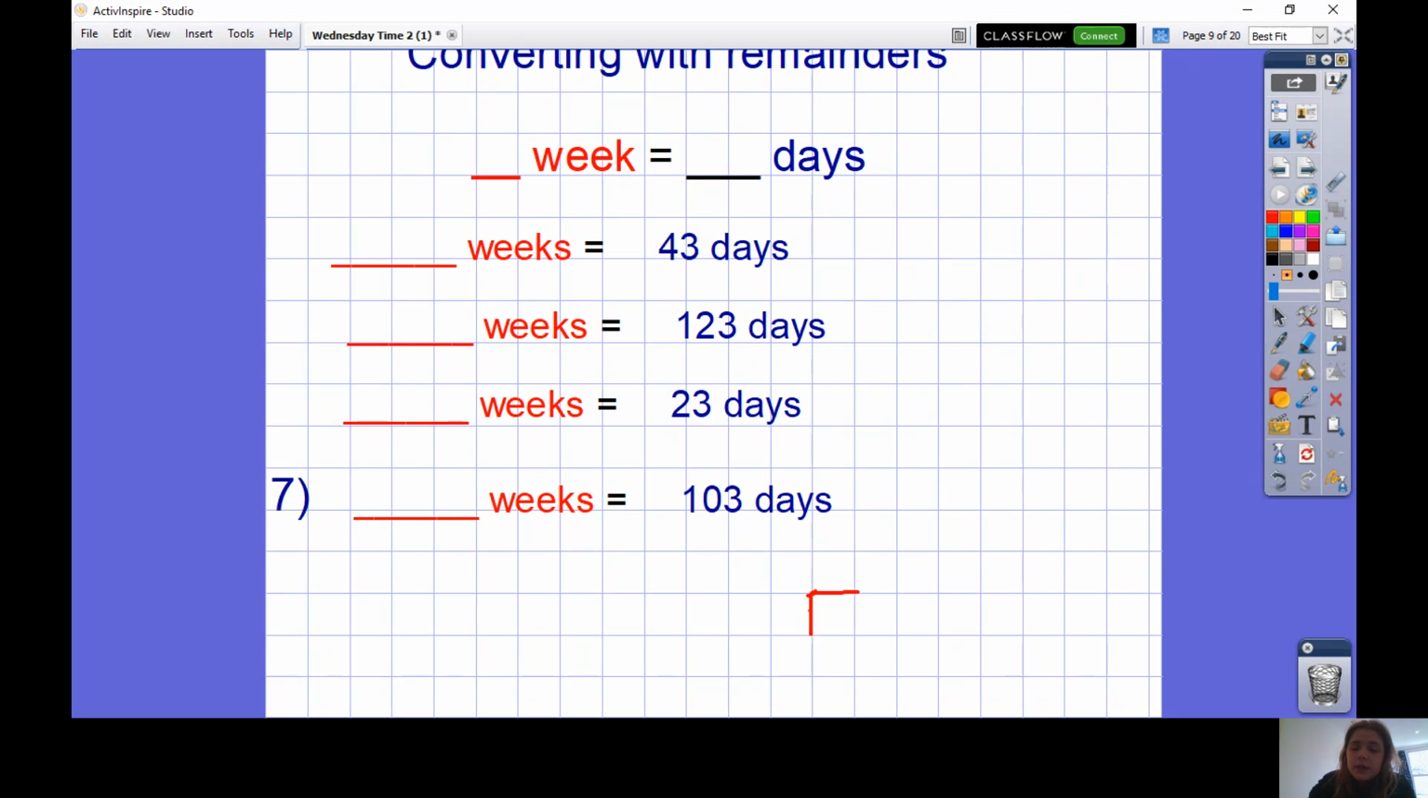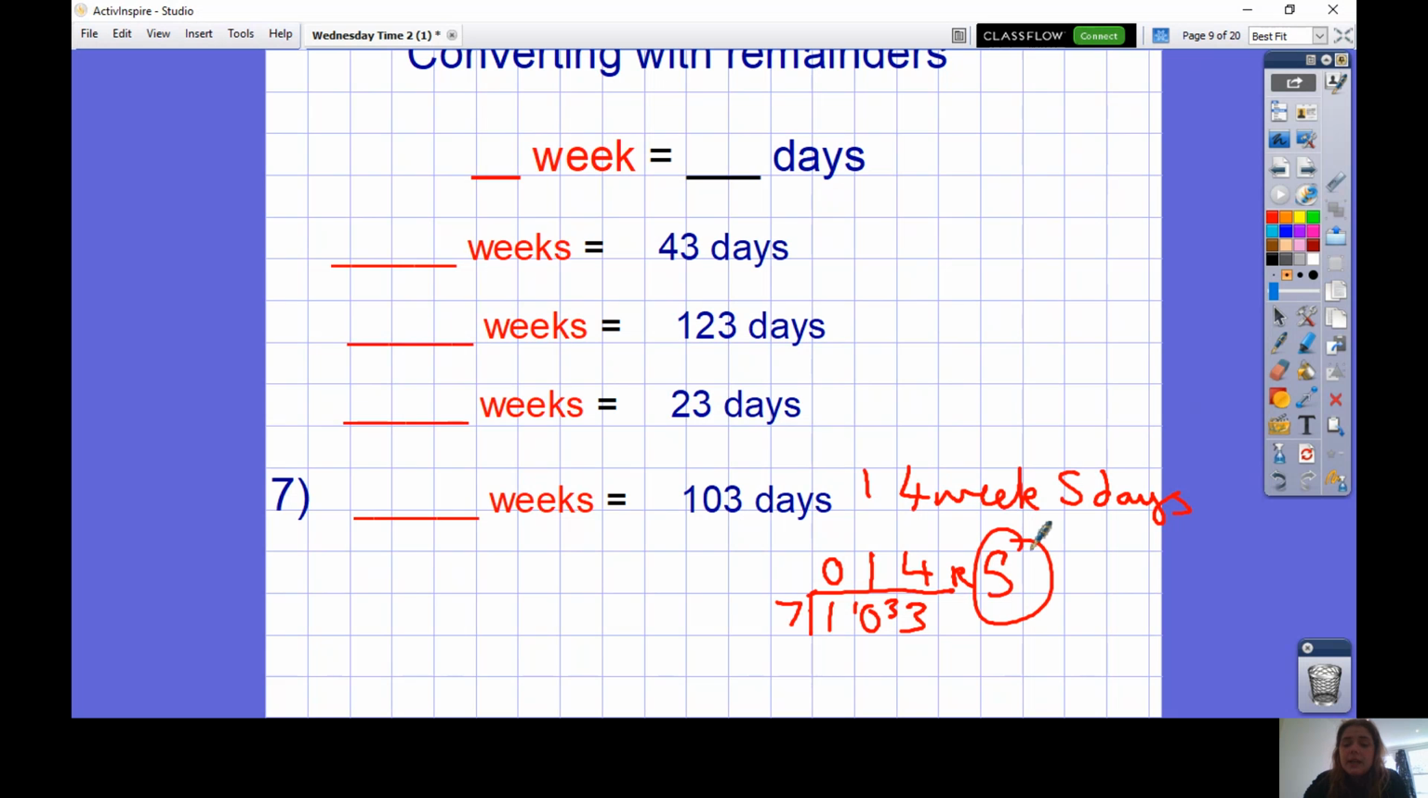So you would have needed to do 103 divided by 7. 7s into 1 is 0, 7s into 10 is 1, regroup your 3. 7s into 33 is going to be 4, with a remainder of 5. So that's going to be 14 weeks with 5 days left over. Okay, so going this way, it's just as simple. You just need to divide, and your remainder is the unit of measurement that you had already.